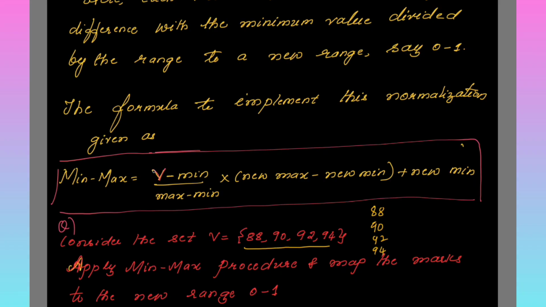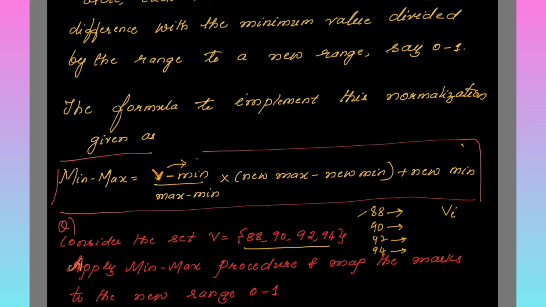Now in the formula, you have V. This V variable is used to represent the marks. In some books you may see it as Vi. You have to scale down to a smaller value, meaning 88 has to be mapped to a smaller value, and likewise 90, 92, 94. So 4 times you are using the formula, and each time the value for V will be changing.